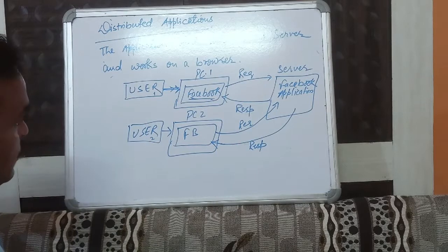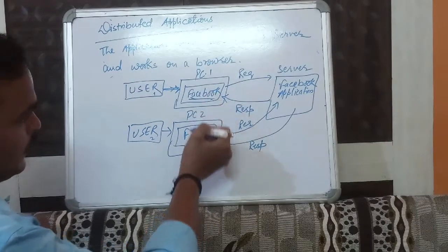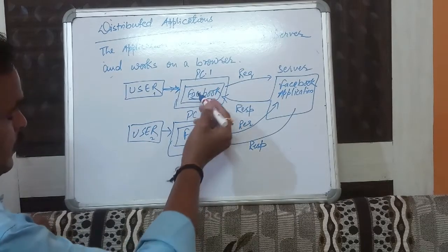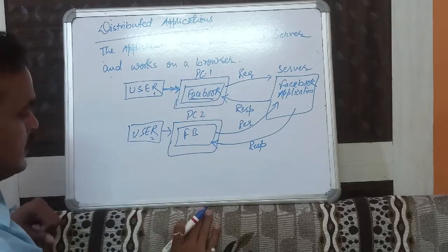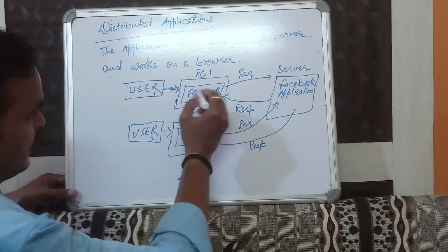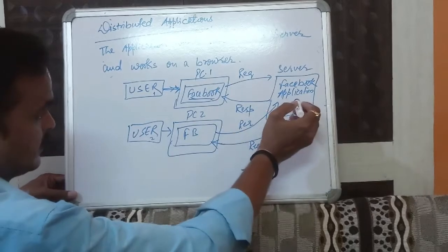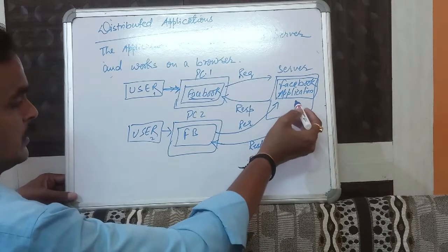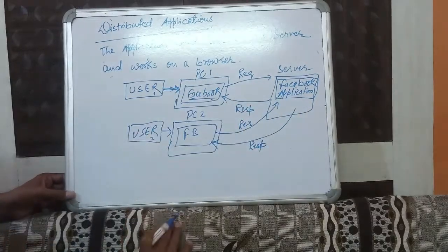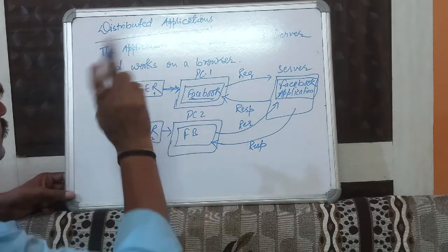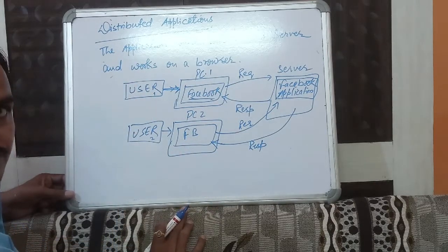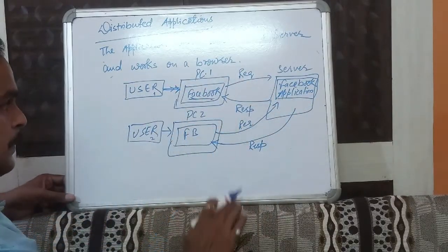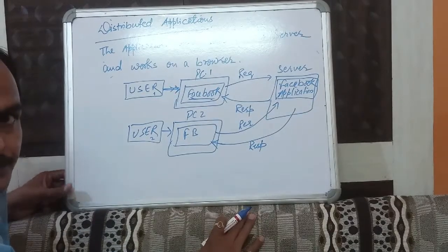So what we mean to say is, the user doesn't need to install a particular application on their local machine. So there is PC1, which is a local machine, and this is the server, which has the common application that will be used by so many users. So this is the concept of distributed applications, in which the application is installed on the server side and all the users separately use that application from the server.